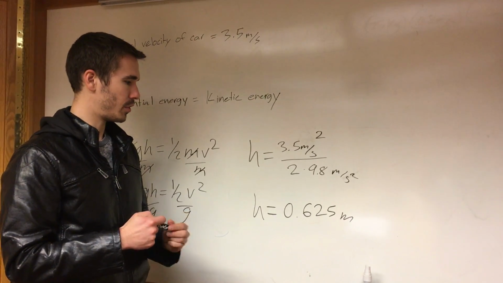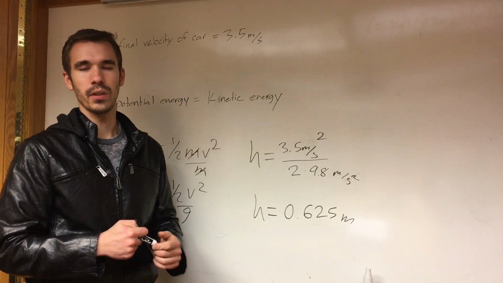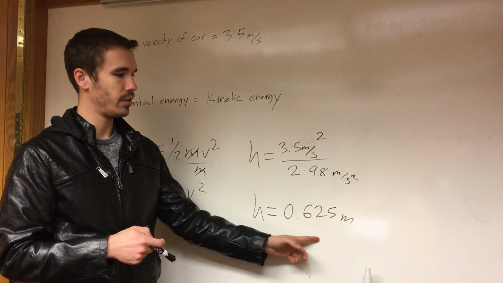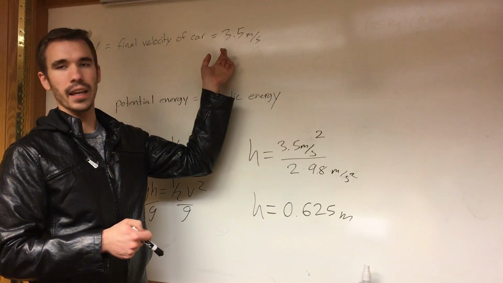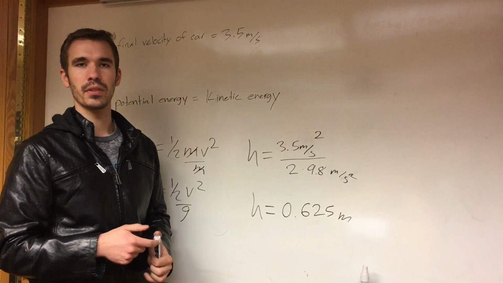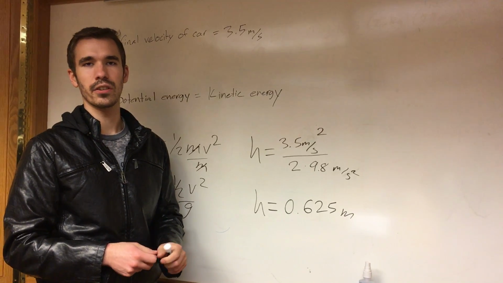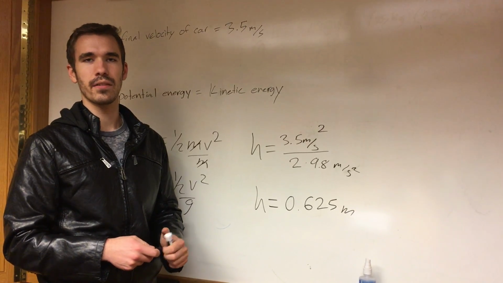So in the end, we should get that the hill would need to be 0.625 meters tall in order for the car to get a speed of 3.5 meters per second. And that's the answer to question 38 in chapter 10 of our physics textbook.